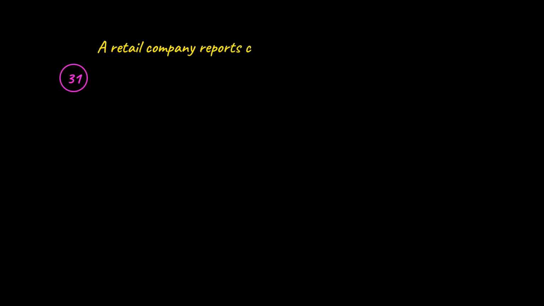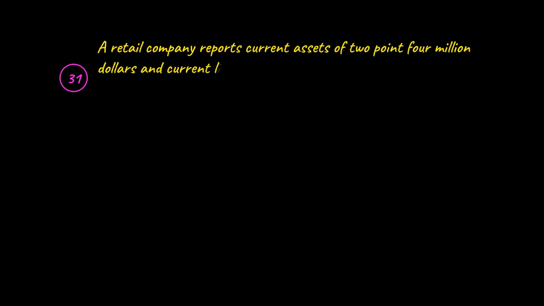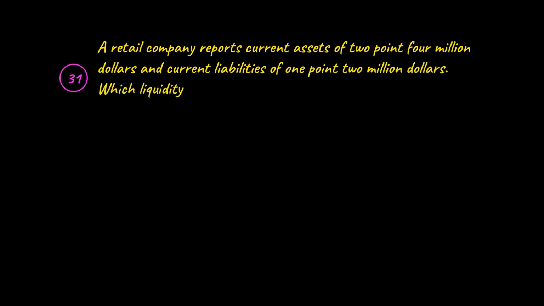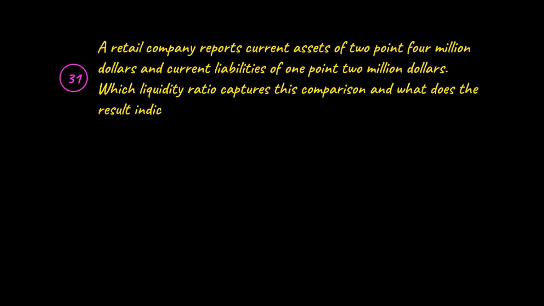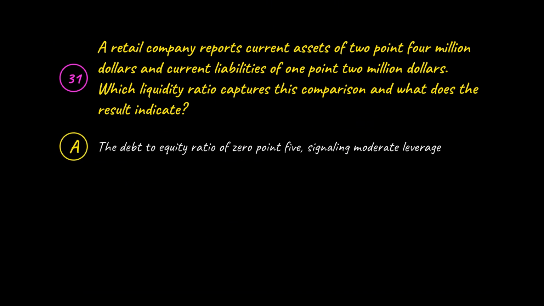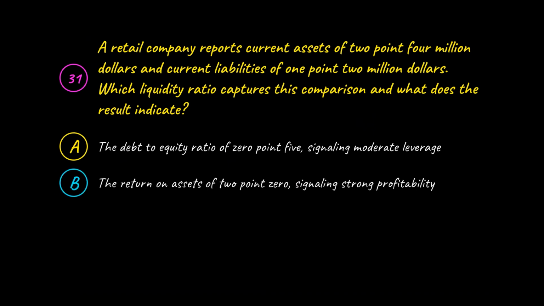Question 31. A retail company reports current assets of $2.4 million and current liabilities of $1.2 million. Which liquidity ratio captures this comparison, and what does the result indicate? Your options are: A, the debt-to-equity ratio of 0.5, signaling moderate leverage. B, the return on assets of 2.0, signaling strong profitability.